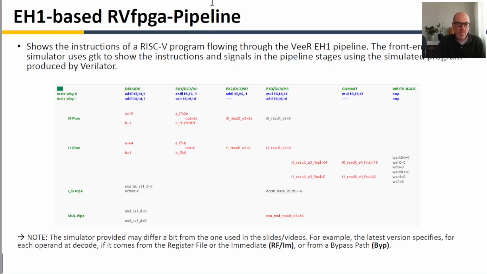Finally, the RVfpga pipeline simulator shows the instructions of a RISC-V program flowing through the 6 final stages of the VeeR EH1 pipeline. It uses as the front end GTKWave to show the instructions and signals in the pipeline stages. For example, in this case, we see several instructions flowing through the 6 final stages of the VeeR core and the main signals in each of these stages.